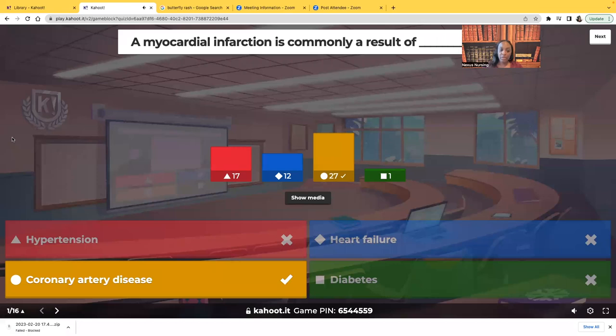Good. Most of you guys chose the correct answer, and it's coronary artery disease. So basically what happens, I want you to think about it, the coronary arteries are the vessels that actually feed the heart. Just like all your other organs need to be perfused, so does the heart muscle. So if there's some type of obstruction in the coronary arteries, guess what? That heart muscle itself is not going to get the oxygenated blood, vitamins, nutrients, and minerals that it needs to survive.